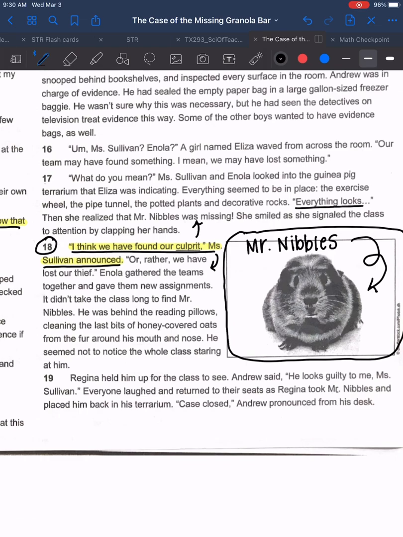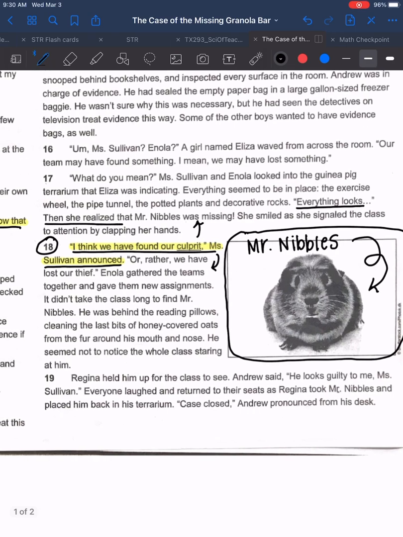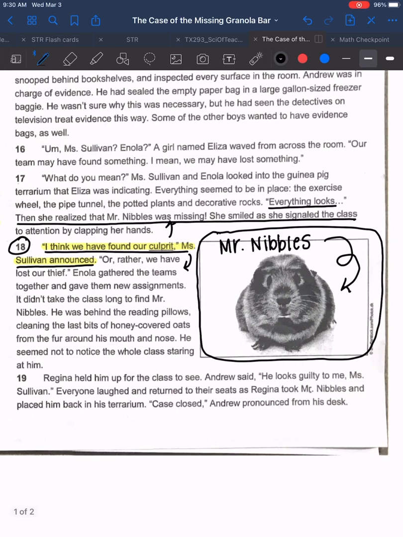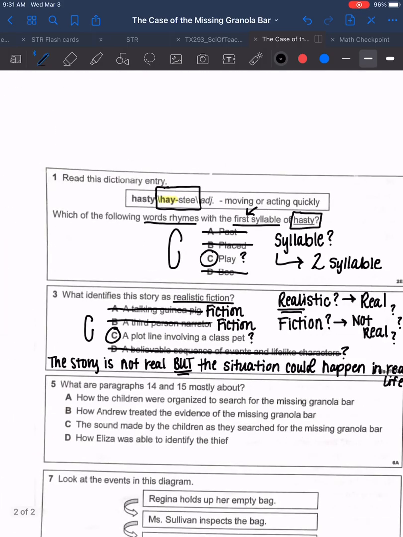So we have, everything looks, then she realized that Mr. Nibbles was missing. She smiled as she signaled the class to attention by clapping her hands. "I think we have found our culprit," Miss Sullivan announced. "Or rather, we have lost our thief." It's very important to read the ones before and after so that you can better understand what the possible meaning could be. Okay? Now, the first sentences in the beginning don't really tell us too much that could help. It does tell us that something's missing, but it really mostly just says that there's attention with clapping. Now, the sentence after really does help us. It says, "Or rather, we have lost our thief." Thief. If we read it again, "I think we have found our culprit," Miss Sullivan announced, "or rather, we have lost our thief." I feel like that's going to give us a huge help on what it could possibly be.